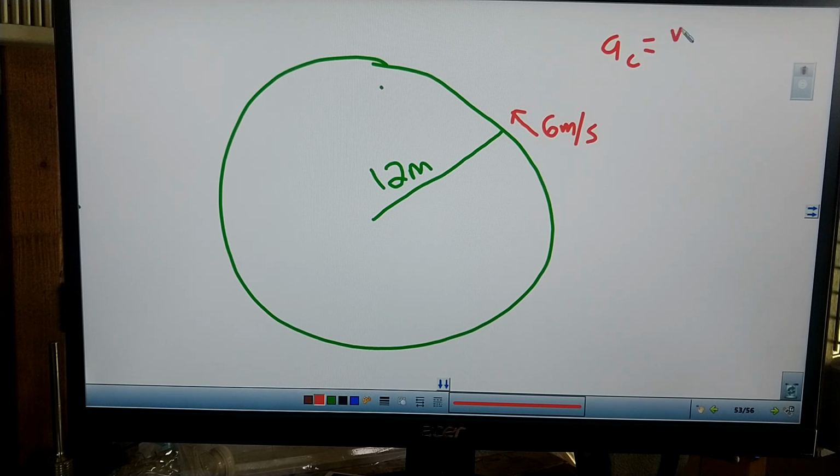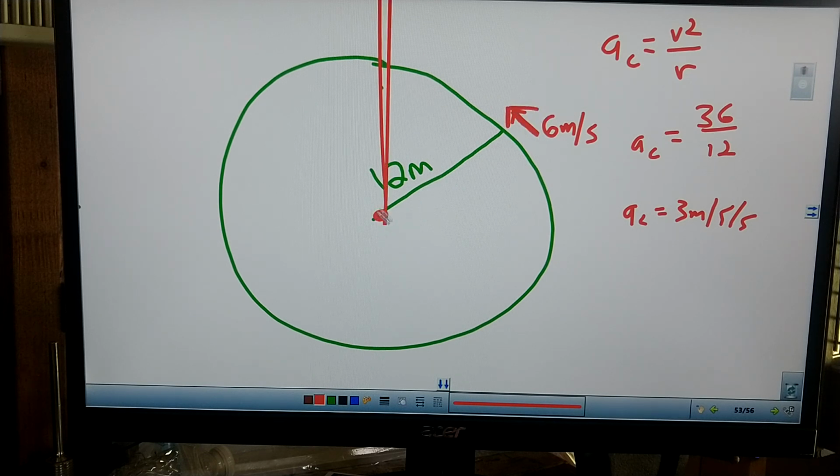AC equals V squared over R. The centripetal acceleration on that Ferris wheel would be 36 over 12, or 3 meters per second squared. So that shows you that not only is your velocity important, but the radius is also super, super important, right?